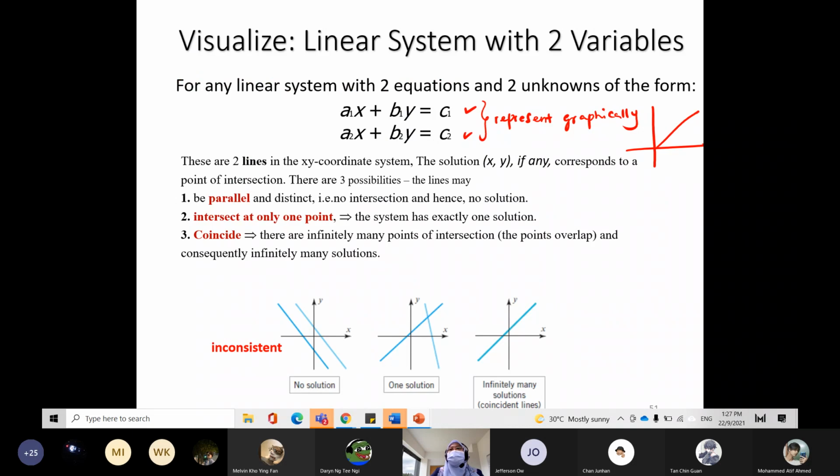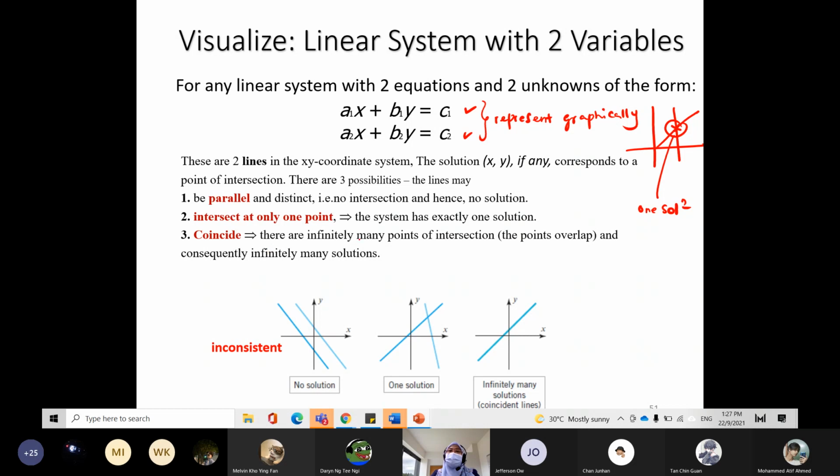Okay, so if they intercept each other, let's say they intercept at one point, at this point you only have one solution. If they do not intercept, like this, they are parallel to each other. They just run parallel to the other line. So this one we call no solution or inconsistent system.